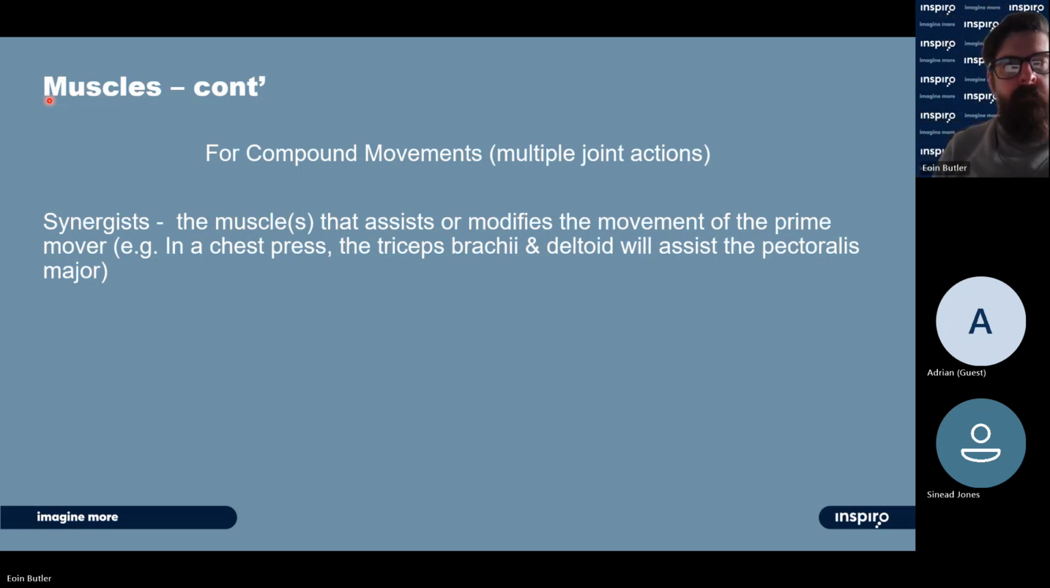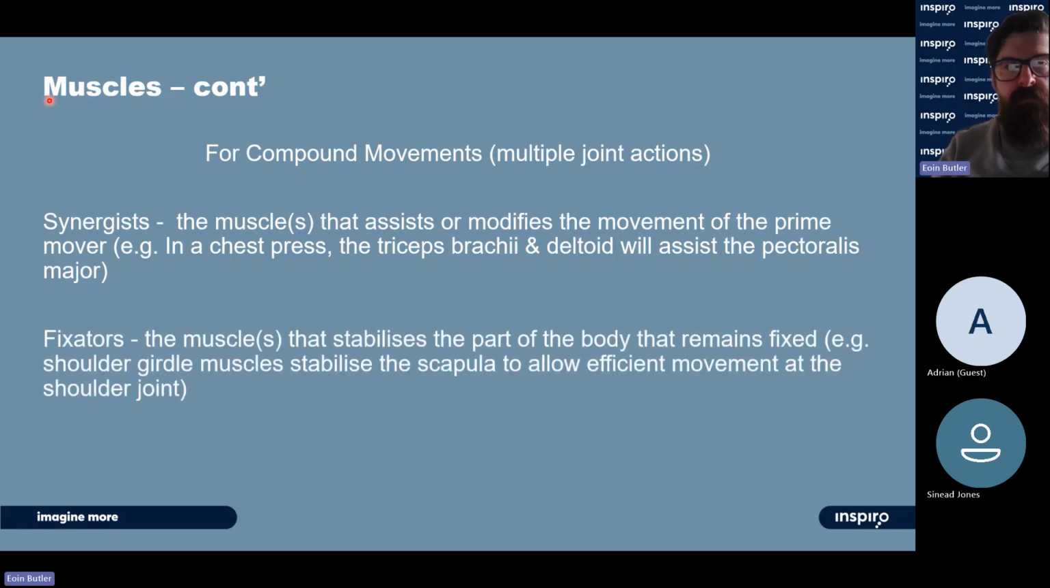Okay, with me? We've got one more. So we've got fixators. Fixators are the muscles that stabilize the part of the body that remains fixed. For example, the shoulder girdle muscles will stabilize the scapula to allow efficient movement at the shoulder joint. So when I do my chest press, as I push forwards, what we don't want is all of this going on while I'm doing my chest press.